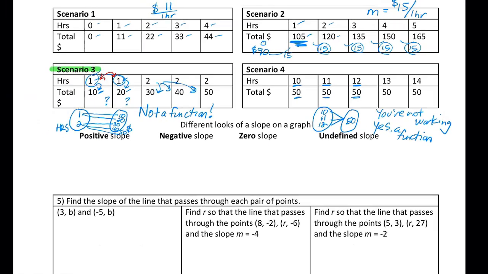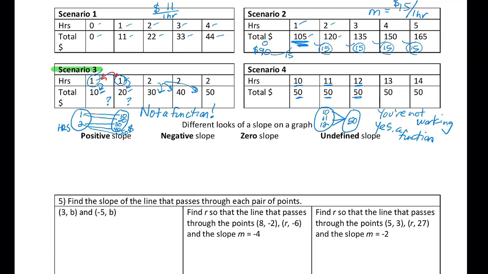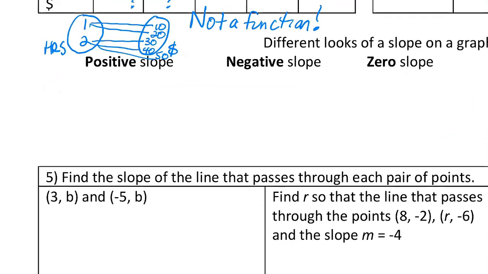So I want to connect these to the graphs that they look like. For an equation to have a positive slope would be you're making money.